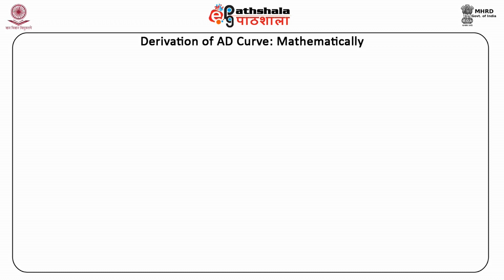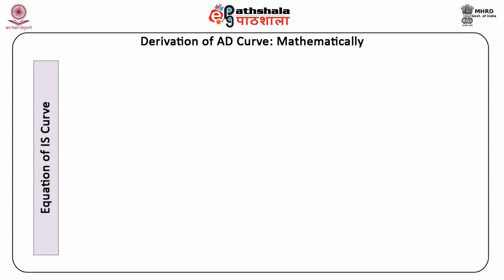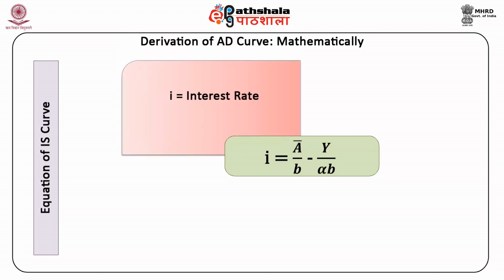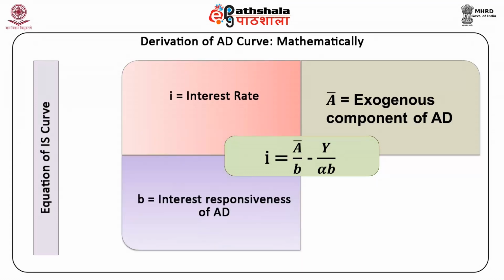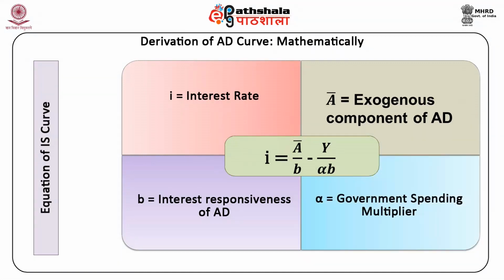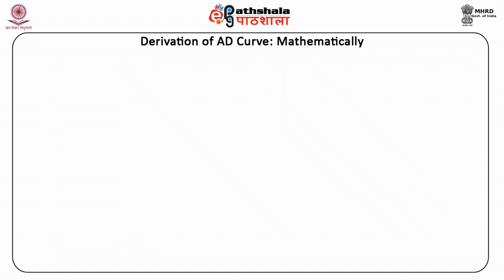Mathematically, in a closed economy, the equation of the IS curve is given as follows: i = A/B − Y/(αB), where i is the interest rate, A is the exogenous component of aggregate demand, which is unaffected by the interest rate or the level of income, B is the interest responsiveness of aggregate demand, and α is the government spending multiplier.